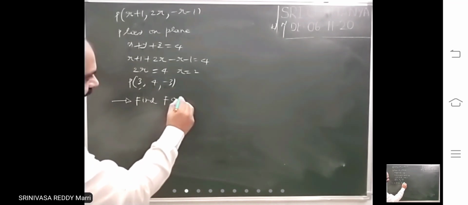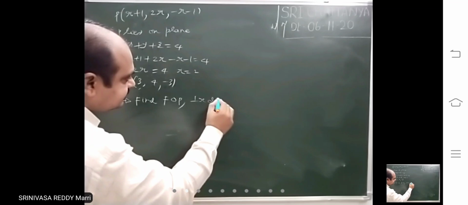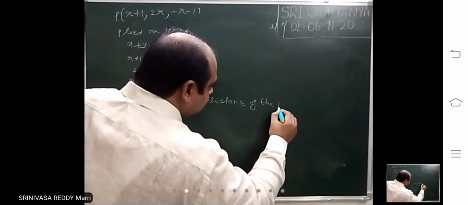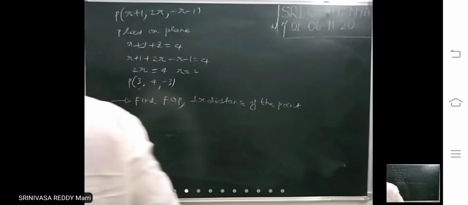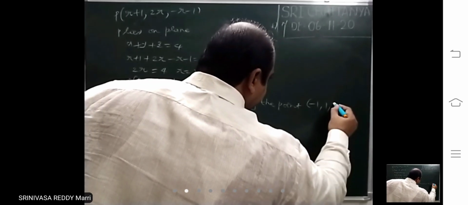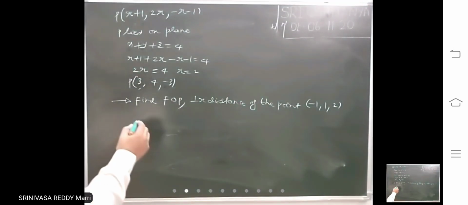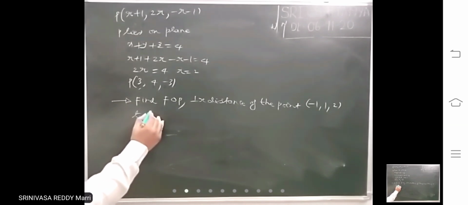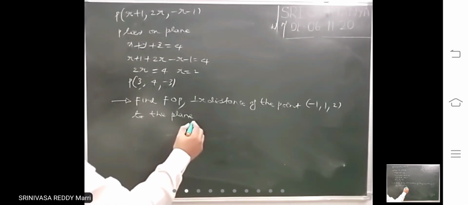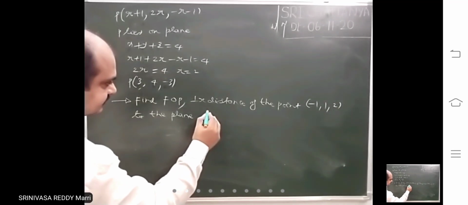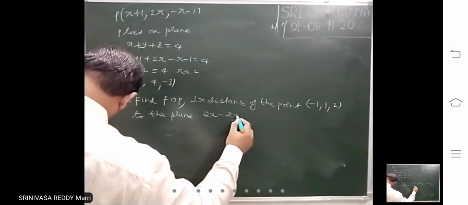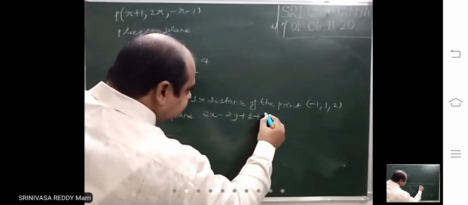Next one. Find the foot of perpendicular and the perpendicular distance of the point minus 1, 1, 2 to the plane 2x minus 2y plus z plus 3 equals 0.